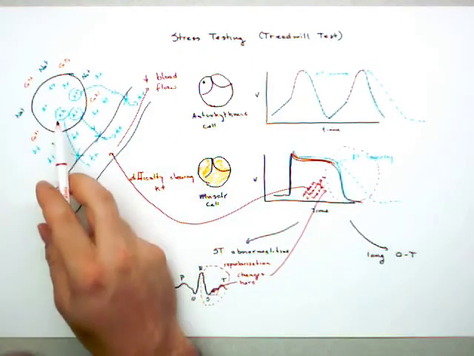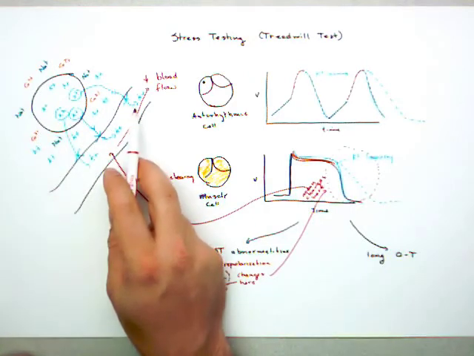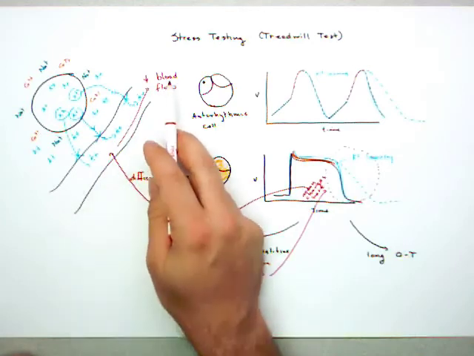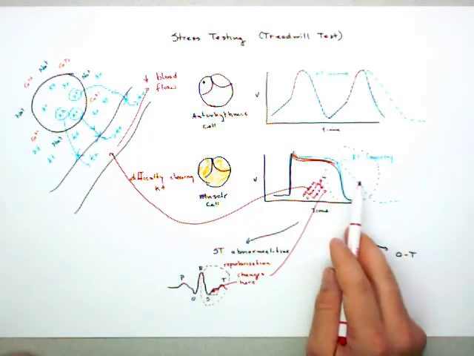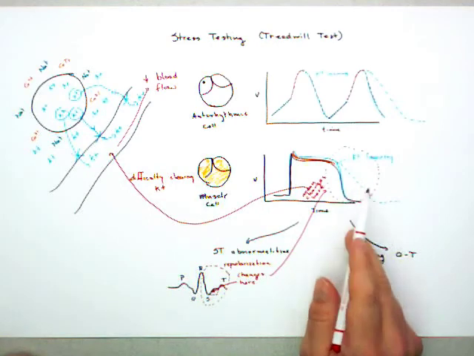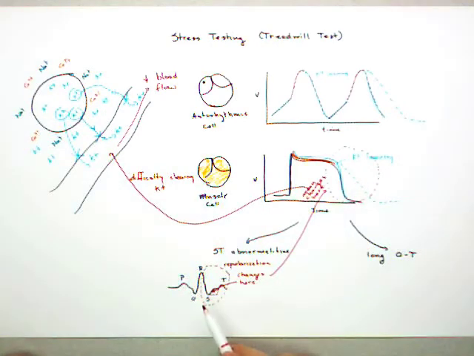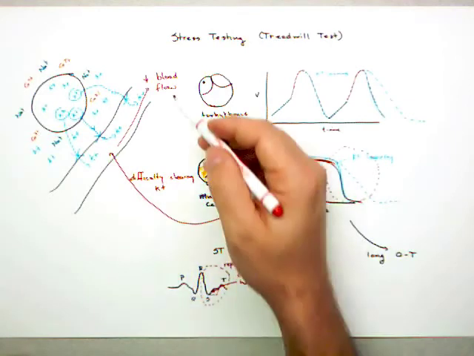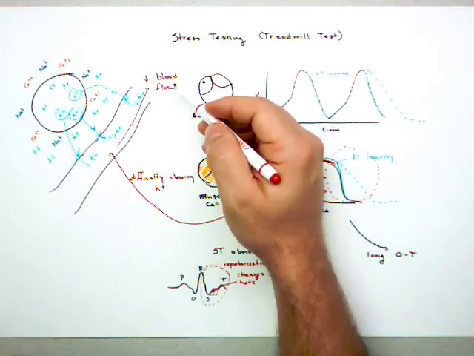So if you stress the heart, it starts contracting a bunch, need to clear out this potassium. If the potassium cannot be cleared because of decreased blood flow, it's going to affect repolarization here, and you're going to see that as a change in the EKG. So the EKG is a diagnosis for decreased blood flow.